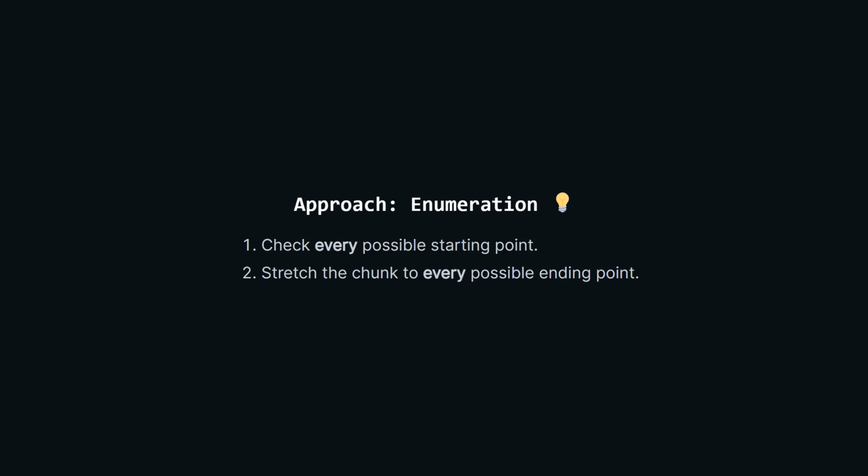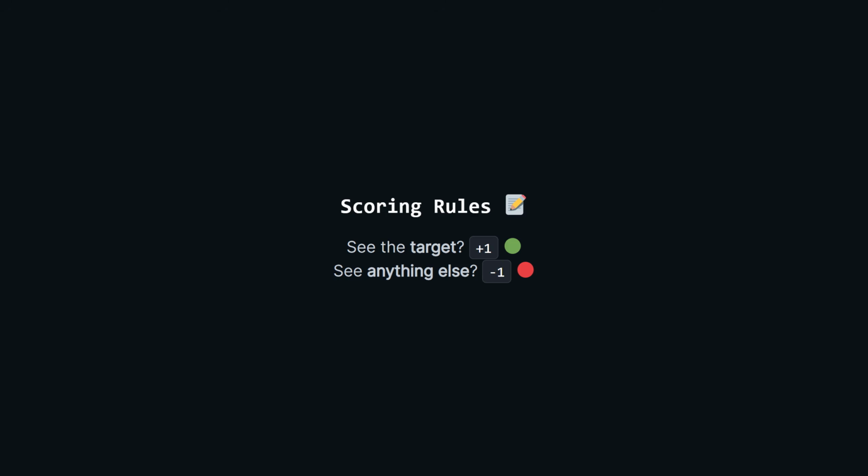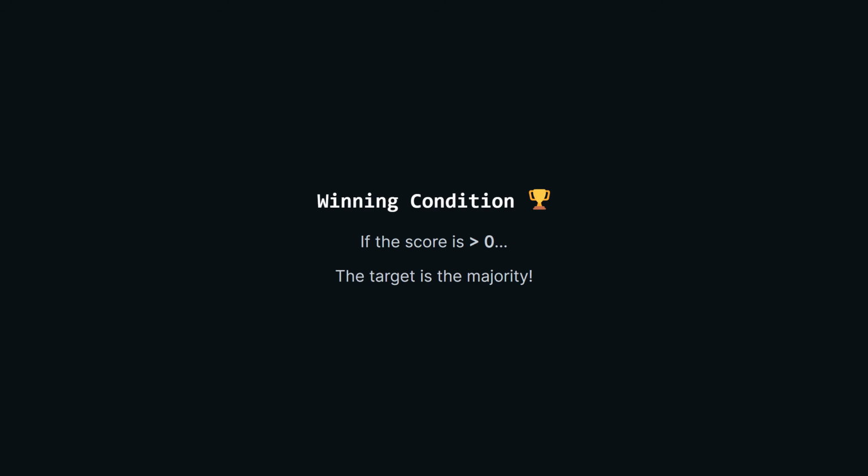The editorial approach here is called enumeration. This is a fancy word for checking every single possible chunk we can make from the list. To do this quickly, instead of starting from scratch for every chunk, we use a clever running score trick. Here is the trick. As we stretch our chunk, if the new number is our target, we add 1 to our score. If it is literally any other number, we subtract 1. Think about it. If that running score stays strictly above 0, it mathematically guarantees that our target number has appeared more times than everything else combined.